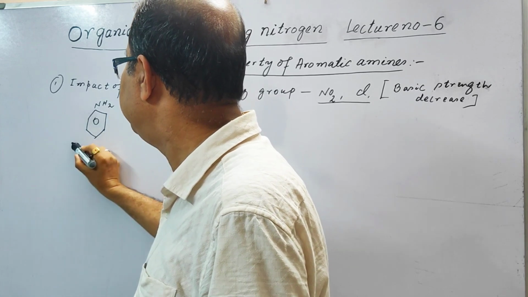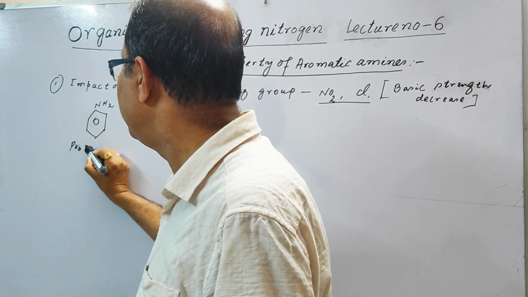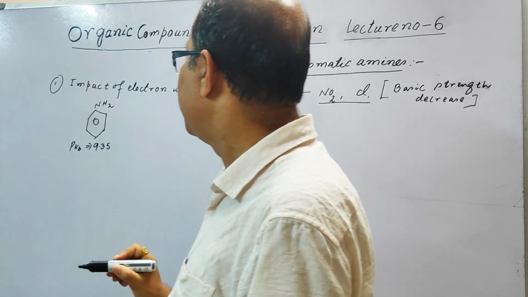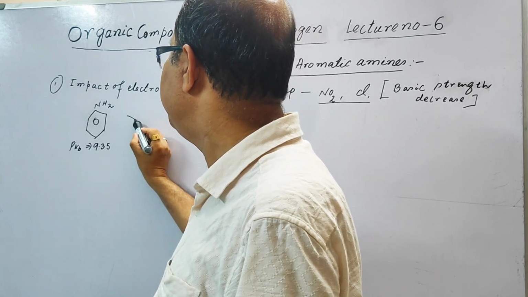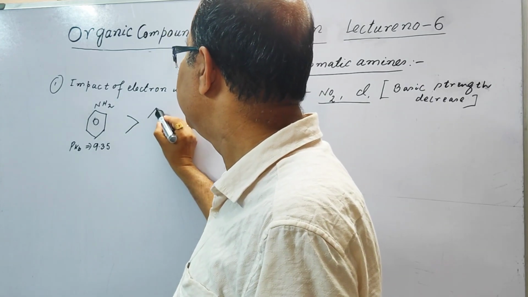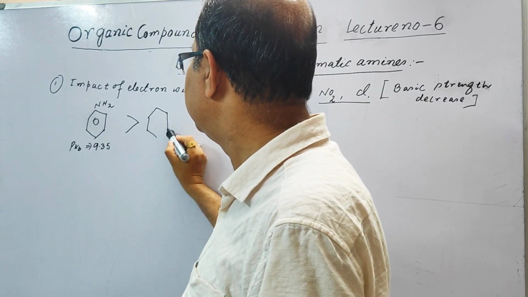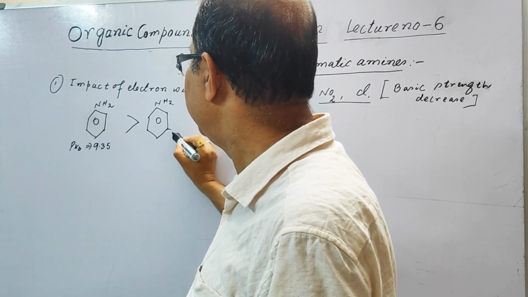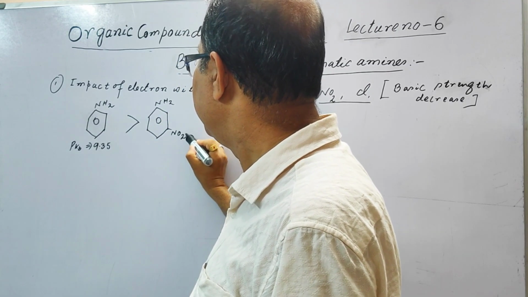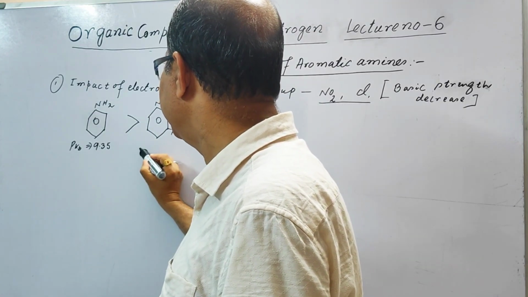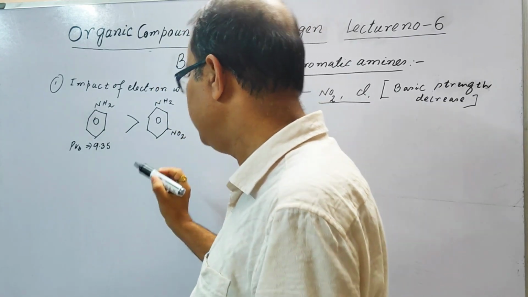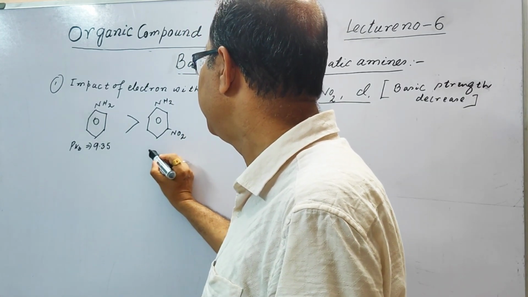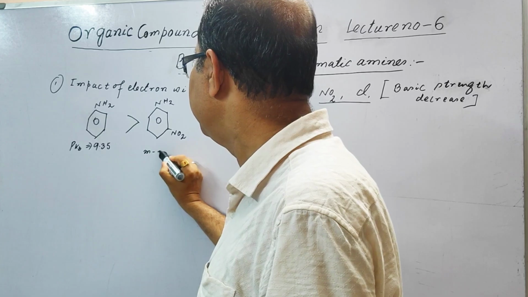So aniline, and the pKb value we know is 9.35, and its basic property will be higher than the others. Then comes the meta. This is meta-nitroaniline, and its pKb value we will write down afterwards. Let us understand this is meta-nitroaniline.